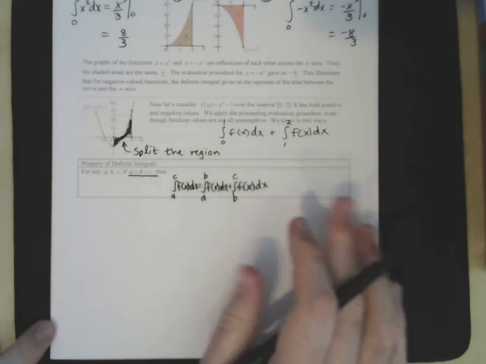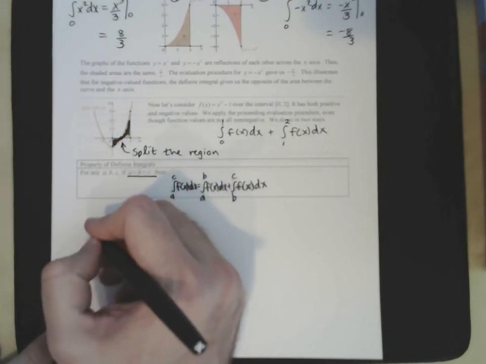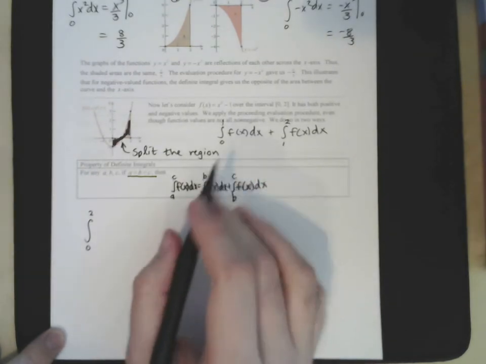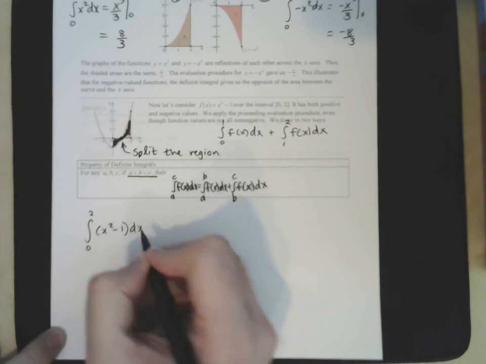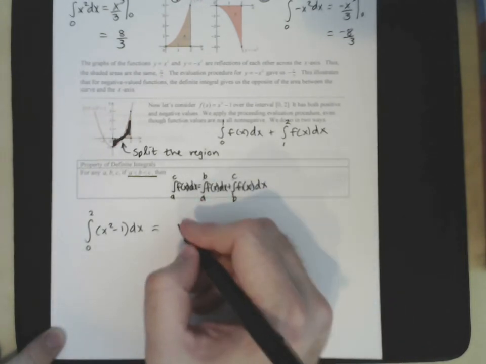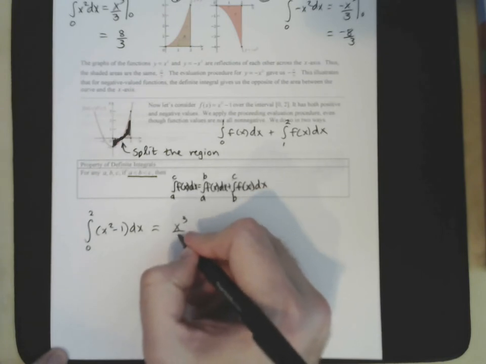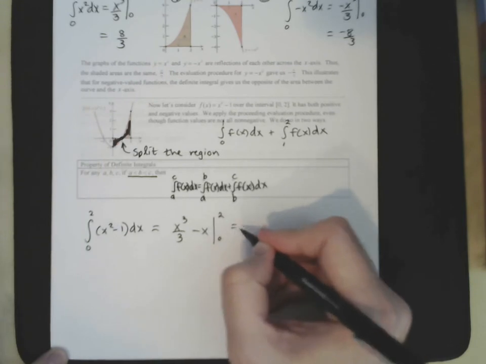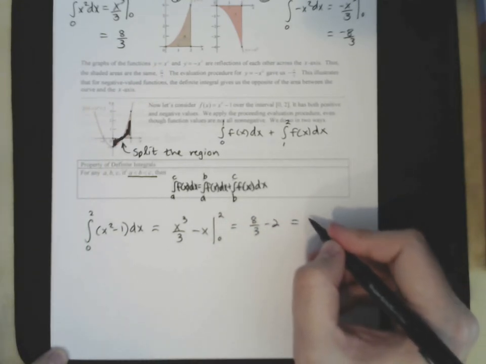So a lot of times you will have an integral, or we'll use the other one as an example, the one we just have up here. If we did x squared minus 1 dx this way, this would be x cubed over 3 minus x from 0 to 2, which would give us 8/3 minus 2, which would give us 2/3.